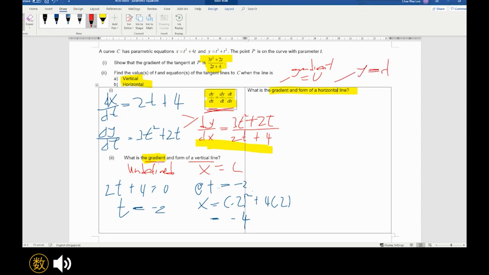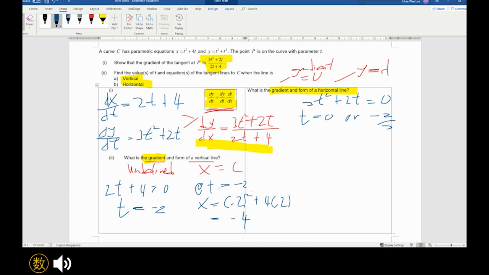Okay, so when is the gradient function equal to 0? Equate the numerator of dy by dx to 0. So we have 3t squared plus 2t equals 0, and t is thus equal to 0 or negative 2 over 3. Please factorize t instead of dividing by t, if not you will lose one solution.